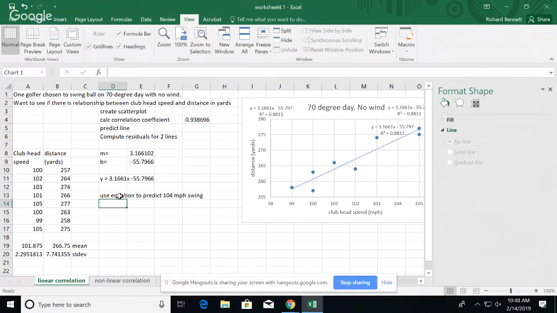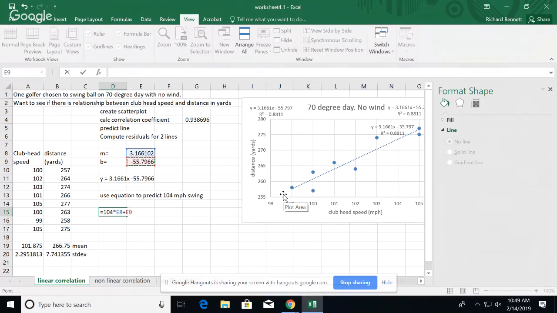One more time. I want you to use this equation that we just found to predict how far the ball would go if you swung it at 104 miles an hour. Would you just plug the 104 into the X? 104 times what? M, which is right here. And then plus, you'd add your B. Yes.